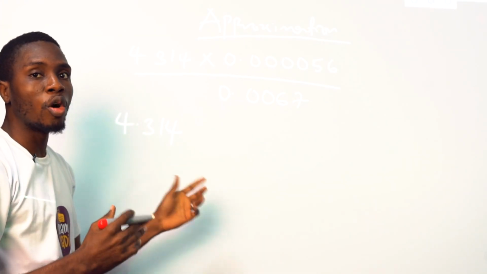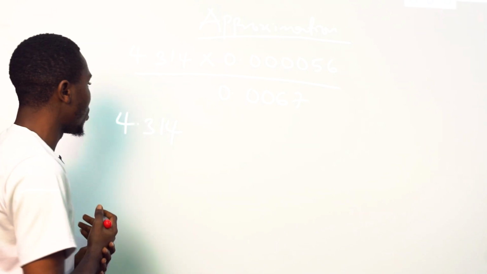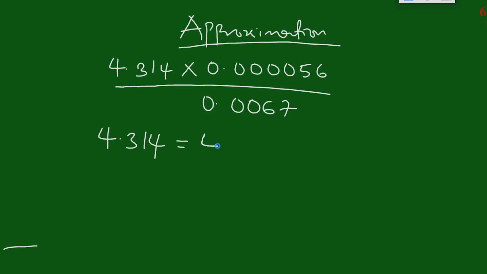This number can be converted to a standard form. I can write this as 4314. Let's take out the decimal. So we have 1, 2, and 3. So the decimal point will be here. That's 3 places. So we have 4314 times 10 raised to the power of minus 3. Now let's look at this other number.